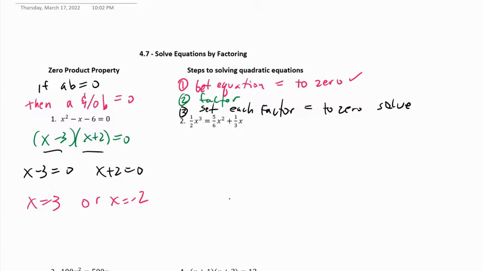Number 2. It's already equal to 0, but I'm going to multiply everything by 6 to clear the fractions, which will give me 3x cubed minus 5x squared minus 2x equals 0. So it's equal to 0. My fractions are cleared. I'm going to pull out the GCF. GCF is going to be x.